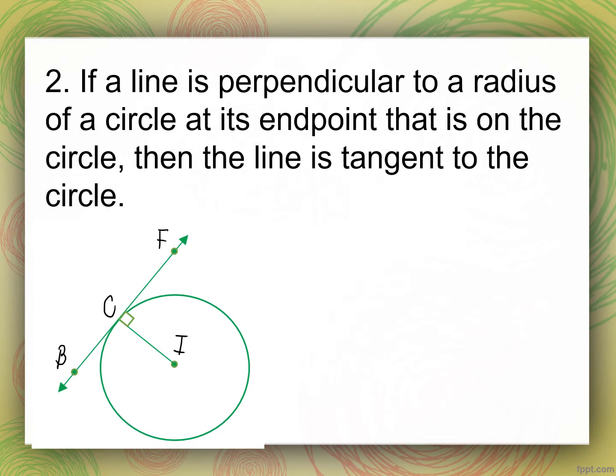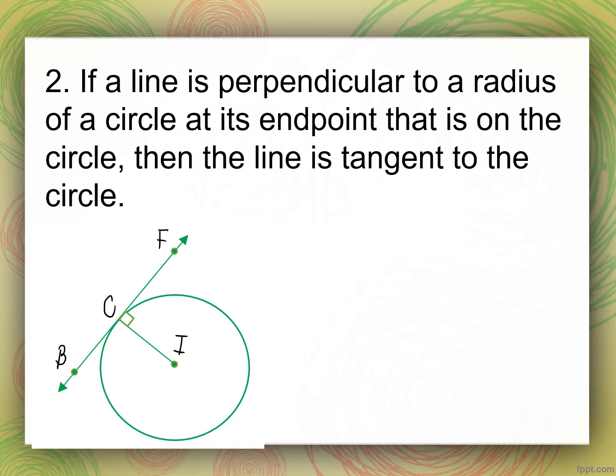Okay, let's have the second one. So if a line is perpendicular to a radius of a circle at its endpoint that is on the circle, then the line is tangent to the circle. So if you notice, this one is just like the reverse of the first theorem. So we can say that this is the converse theorem of the previous one.